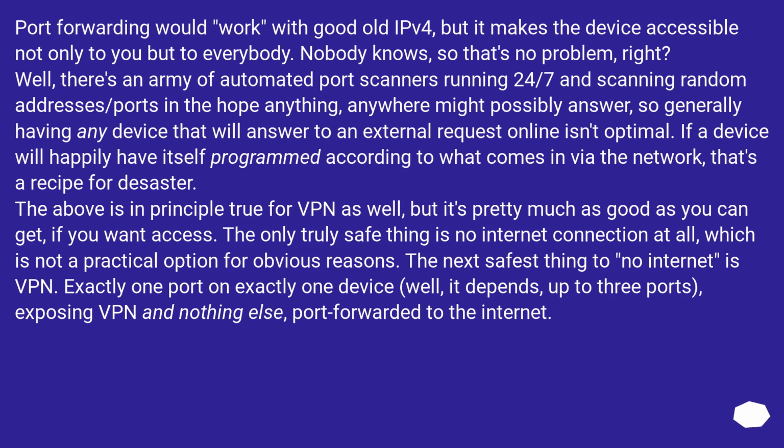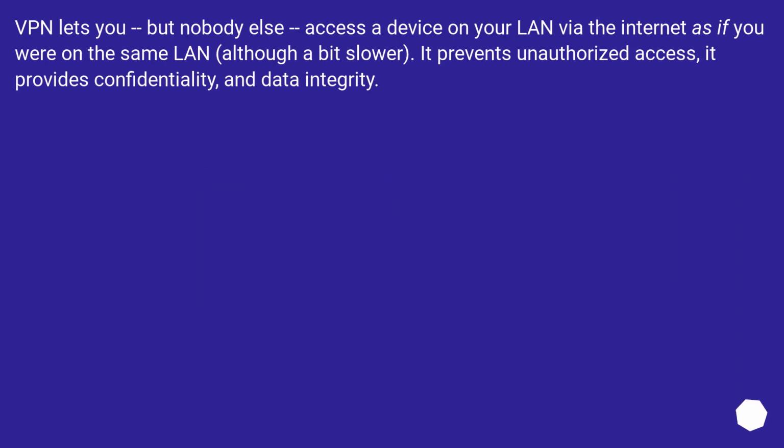The only truly safe thing is no internet connection at all, which is not a practical option for obvious reasons. The next safest thing to no internet is VPN. Exactly one port on exactly one device, well, it depends, up to 3 ports, exposing VPN and nothing else, port forwarded to the internet. VPN lets you, but nobody else, access a device on your LAN via the internet as if you were on the same LAN, although a bit slower. It prevents unauthorized access, and it provides confidentiality and data integrity.